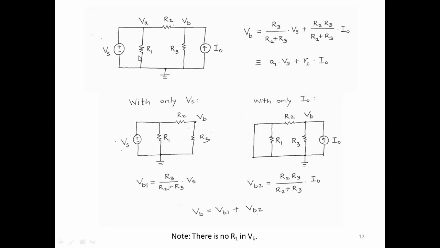Similarly, the same thing happens if you have a resistance in series with a current source. A resistance in series with a current source has no effect on the rest of the circuit.